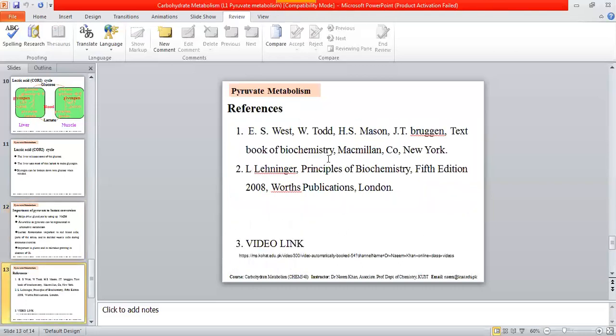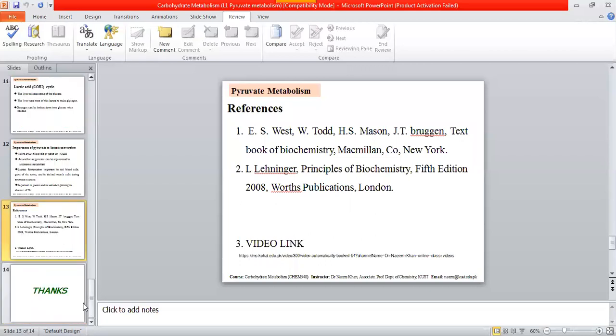For today's lecture, the Voet and Lehninger books are recommended and elaborate all the points we discussed today in detail. And if you have any questions, we may discuss.